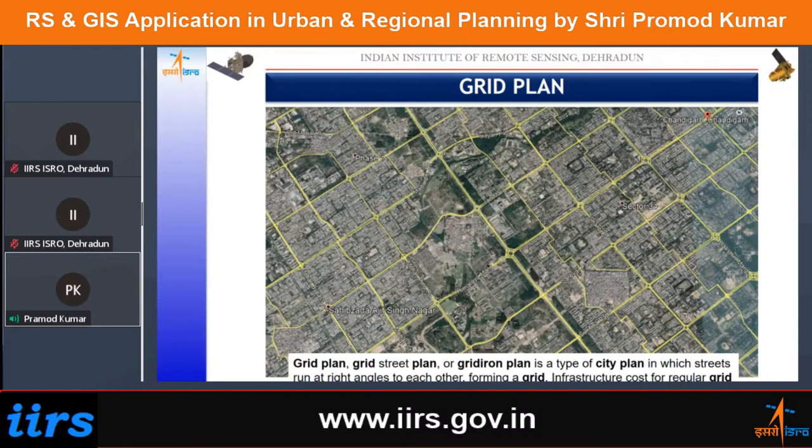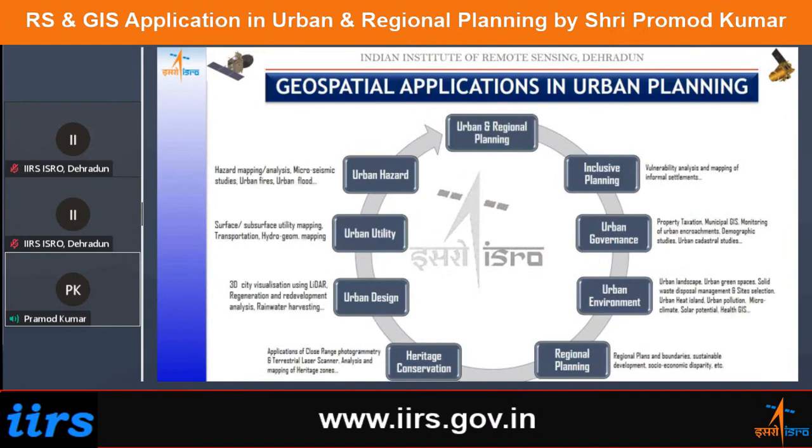Now in the next few slides, we are going to see what the different applications are. Broadly, the different applications of urban and regional planning will be sub-categorized as inclusive planning, urban governance, urban environment, regional planning, heritage conservation, urban design, urban utility, urban hazard, etc. So how the remote sensing data will be useful, we just see through a pictorial journey, how such applications can be done. Already you have learned land use, land cover preparation.